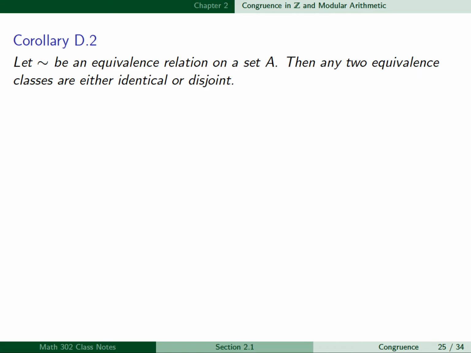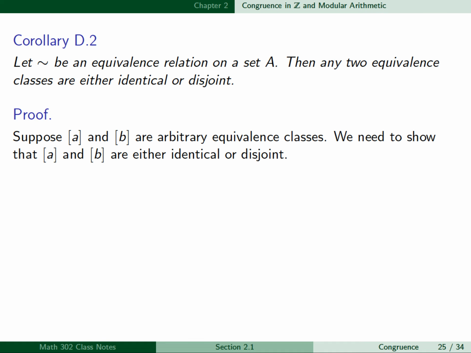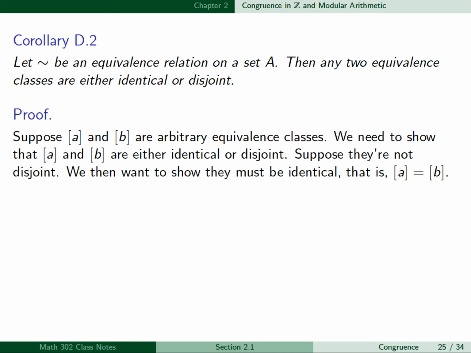Okay, next we want to look at corollary D.2. And this says, let tilde be an equivalence relation on a set A, then any two equivalence classes are either identical or disjoint. So for the proof of this, let's suppose that the class of A and the class of B are arbitrary equivalence classes. We need to show that the two classes are either identical or disjoint. So we'll suppose that they're not disjoint. We then want to show that they must be identical. That is, that the class of A equals the class of B.